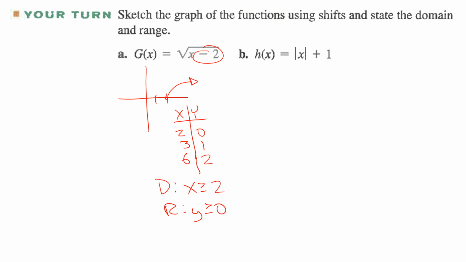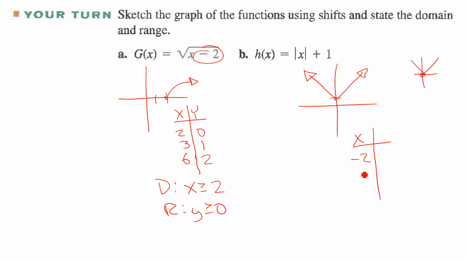All right, absolute value of x. Normal absolute value would look like that. So this is going to be shifted up by 1. So our 5 x values would be -2, -1, 0, 1, and 2.